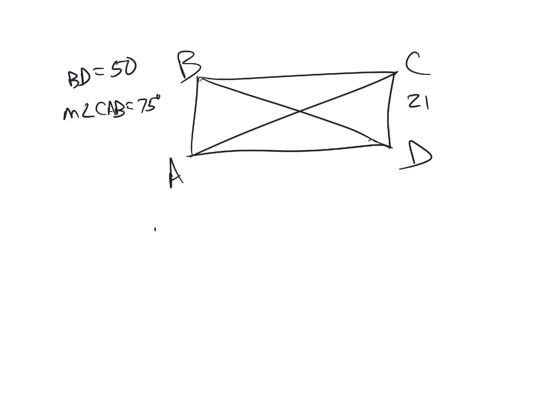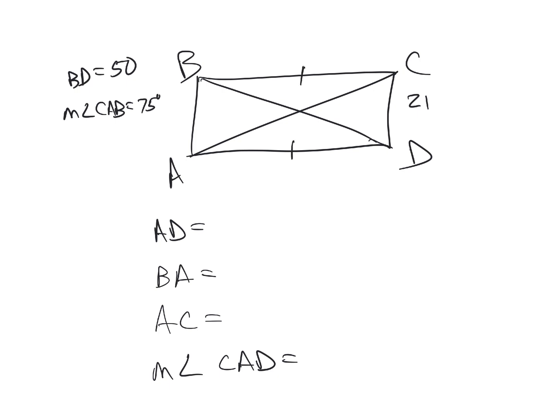What is AD? What is BA? What is AC? And what is the measure of angle CAD? Okay, so it is a rectangle, and make sure you pay attention when you're reading these things what type of picture it is. Okay, so AD is the same as BC, but we don't have all of that yet.